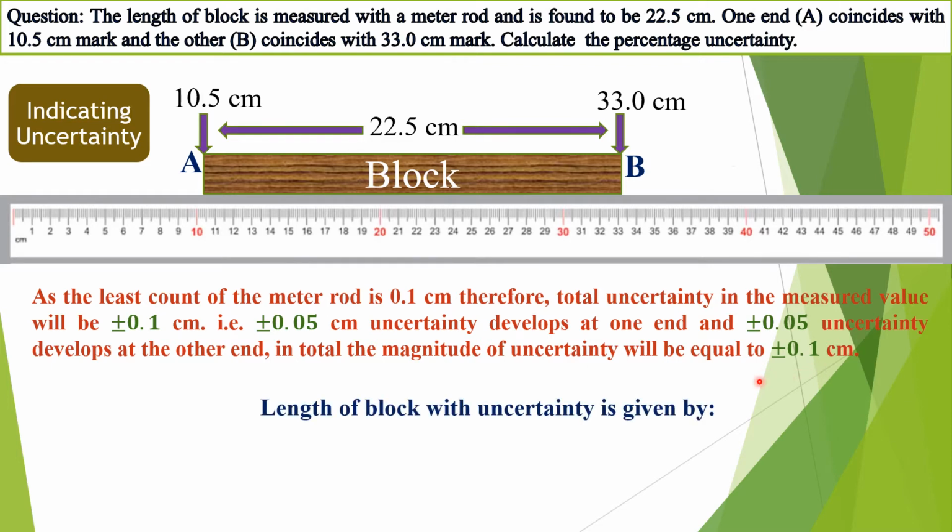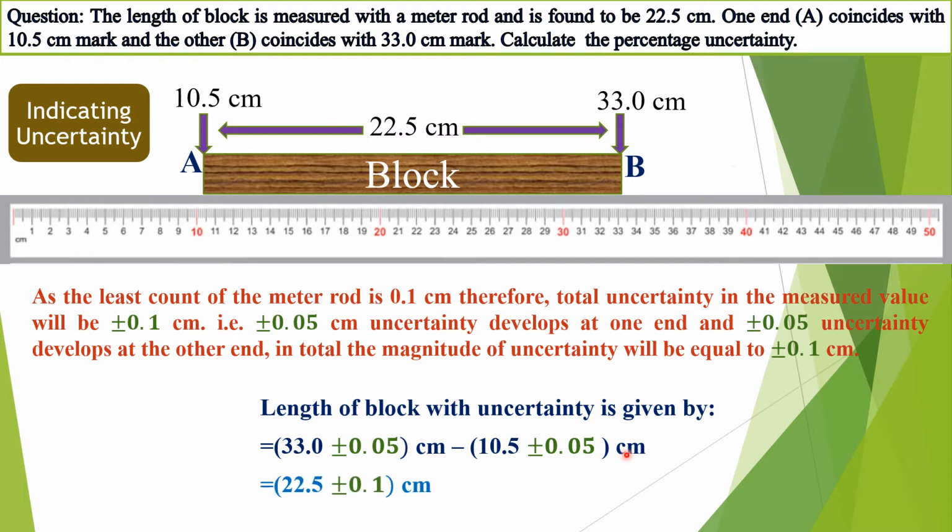Length of the block with uncertainty is given by 33.0 plus minus 0.05 centimeter minus 10.5 plus minus 0.05 centimeter. Because for calculating the length of this block we subtract two values, 33.0 and 10.5, but for calculating uncertainty in the measurement we write these values with uncertainty.